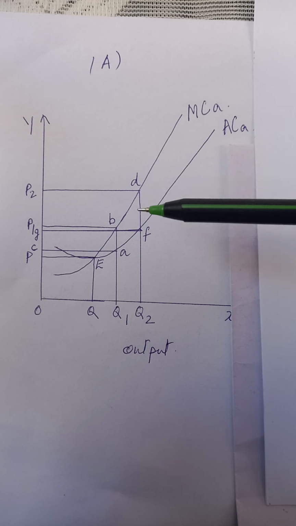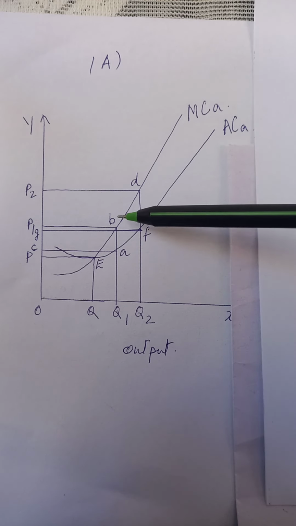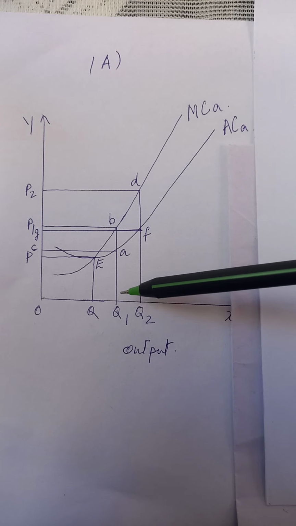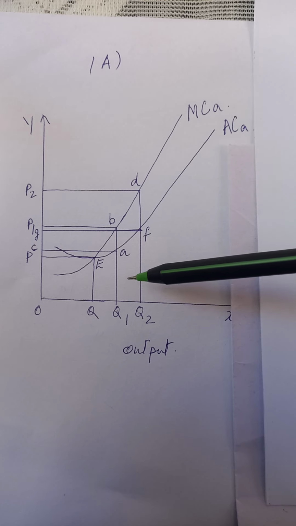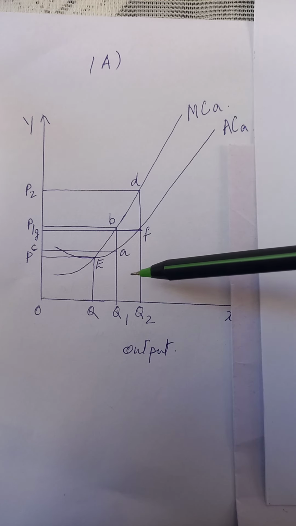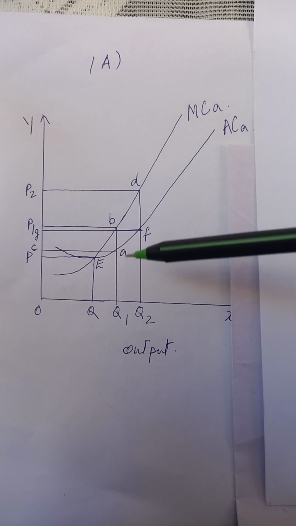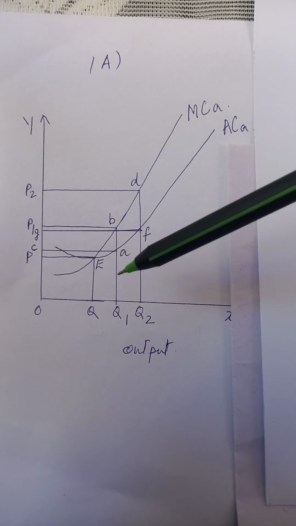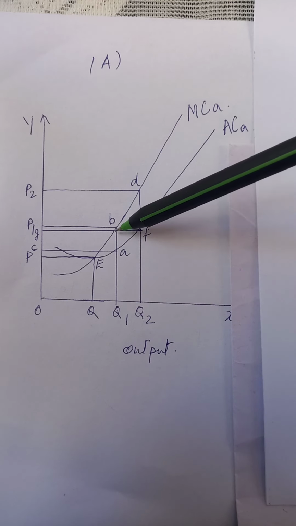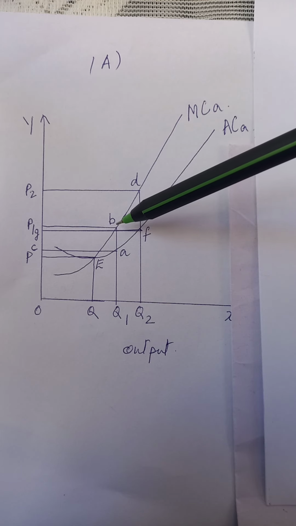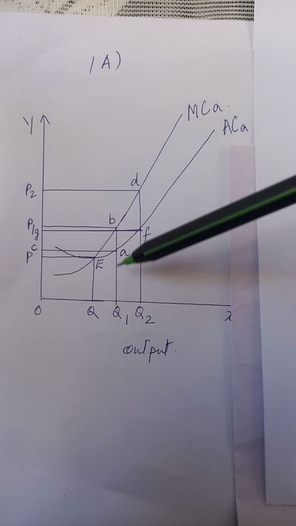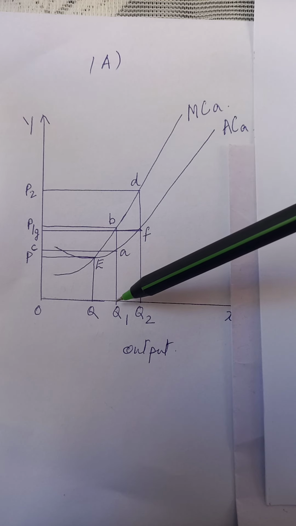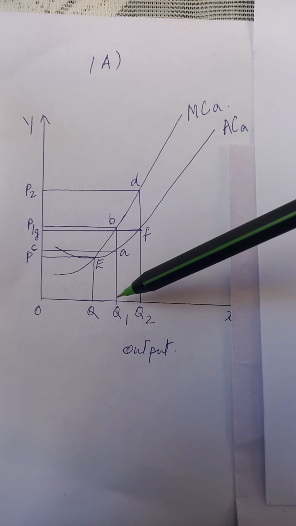Okay, now let's have a look. How much is the average cost? BQ1 is the price, or it is also referred to as the average revenue that is being earned by this particular producer. So with Q1B as the price, let us find out how much is the average cost. The average cost is AQ1. Okay, BQ1 is the price, AQ1 is the average cost.